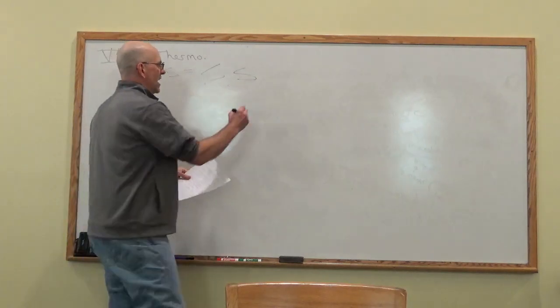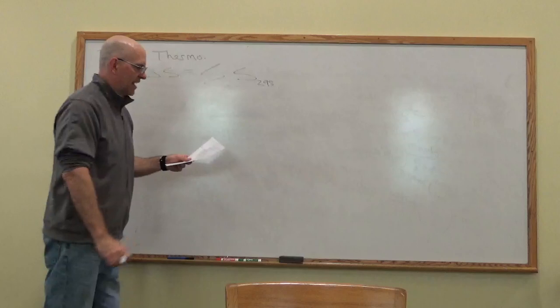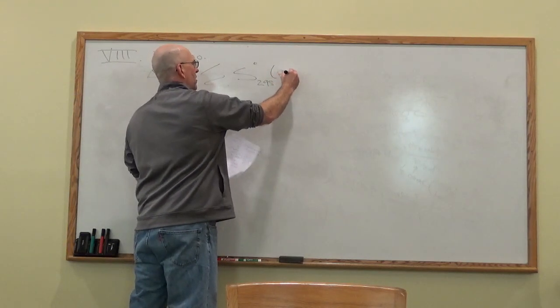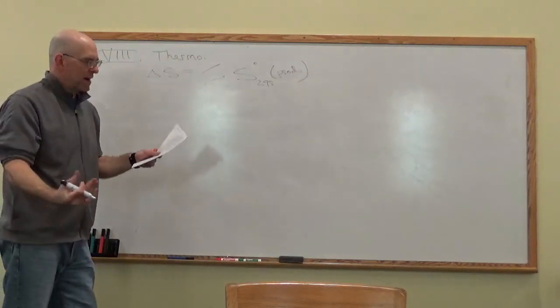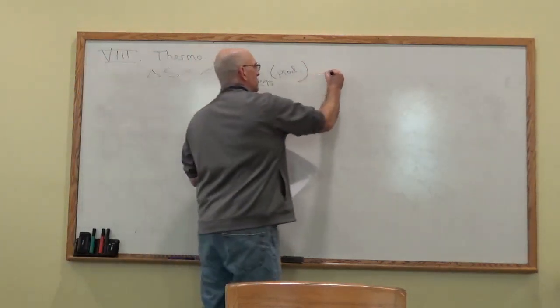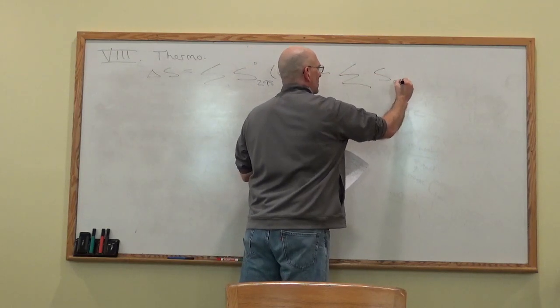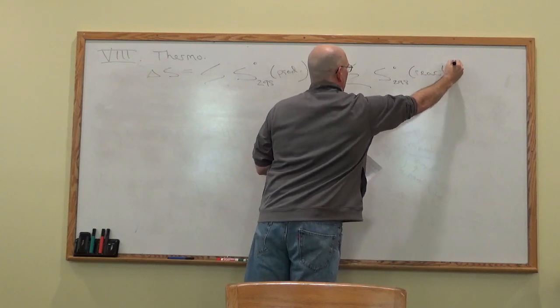But these are all at 298 Kelvin, that's standard temperature, standard pressure, but it's the same math. Add up the entropies of the products. Fine, balance the equation. Subtract from that the entropies of the reactants.